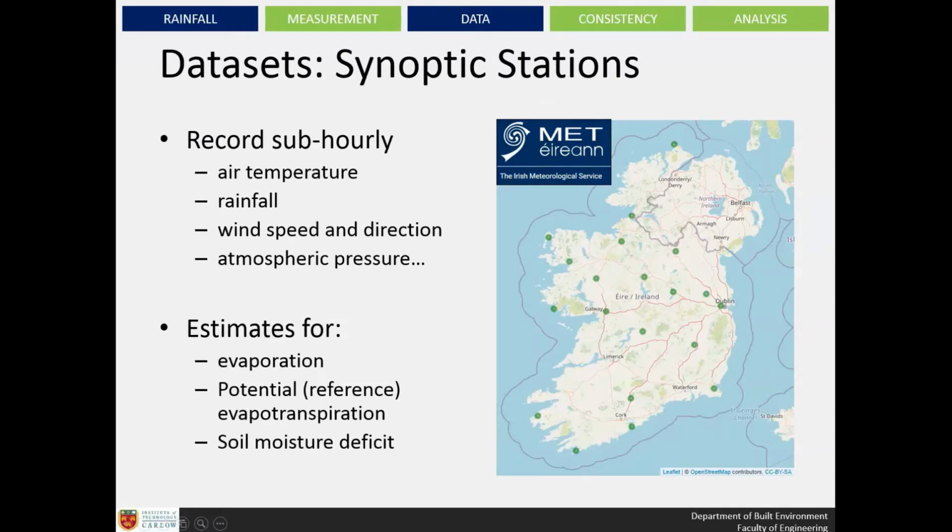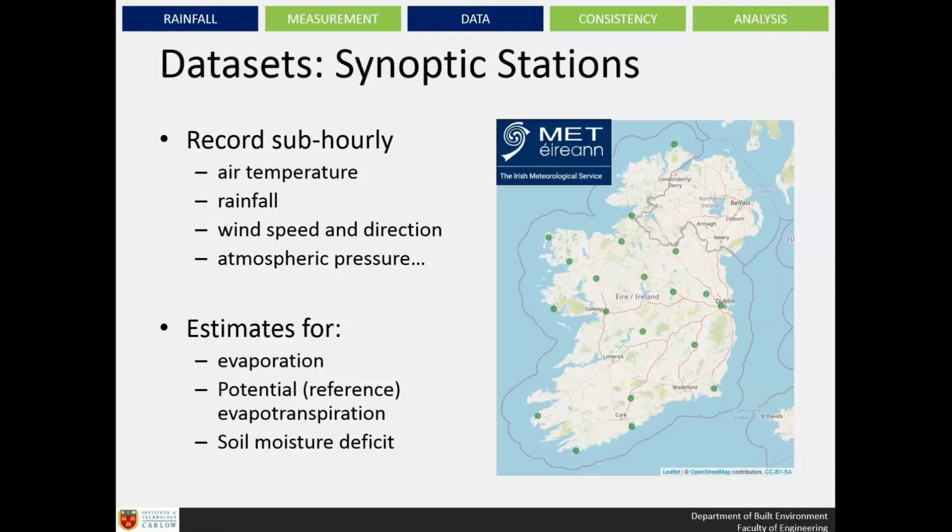Met Éireann, the Irish Meteorological Service, as all of you are well aware, is the main organisation responsible for the collection of rainfall data. There are three main categories of data sets available. The best quality are synoptic stations. These record at sub-hourly time steps, and have a whole range of meteorological parameters above and beyond rainfall, such as air temperature, humidity, wind speed, direction, atmospheric pressure, even soil temperature, and so on. So these would be the best available data sets.